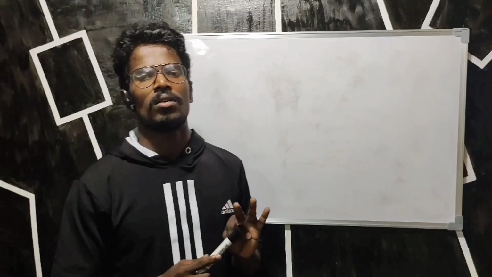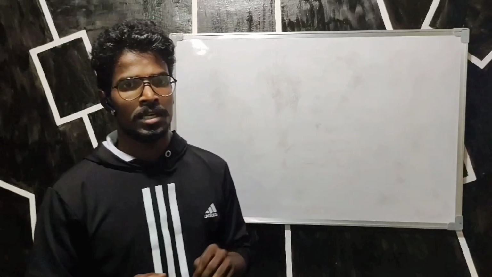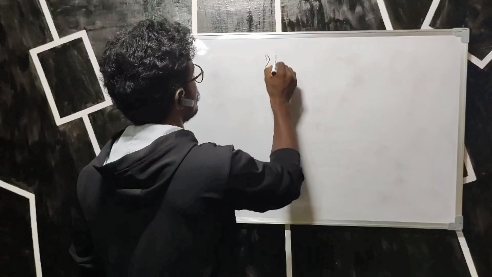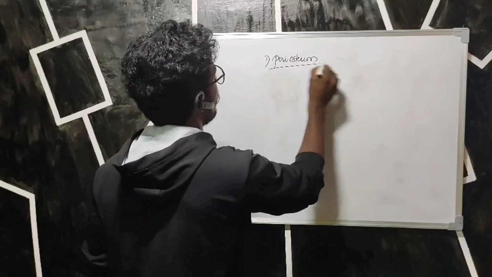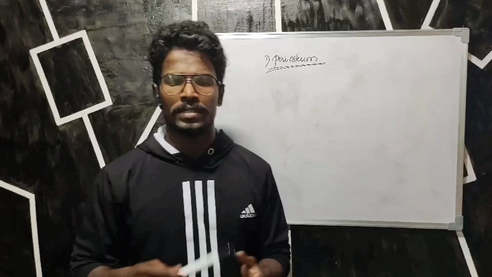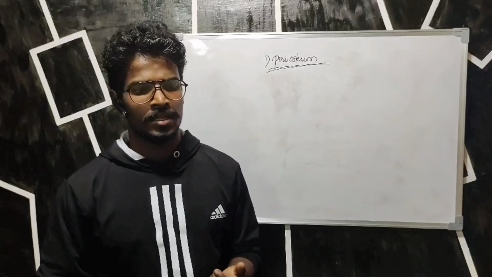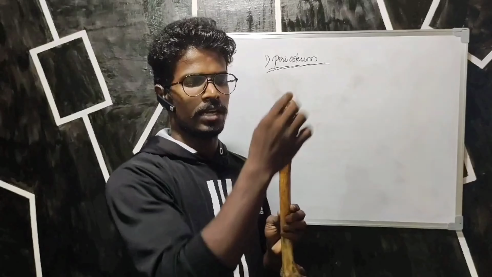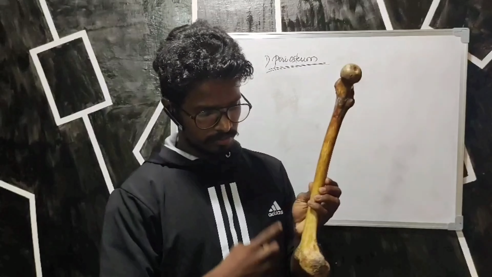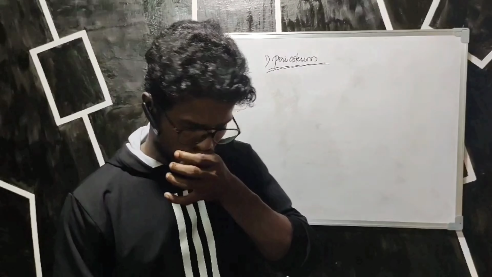So let's discuss more about the bone structure. Bone has three layers: periosteum, intracortical area, and endosteum. Coming to periosteum. Periosteum is the outermost layer of the bone, which has a tough fibrous membrane. Periosteum covers the entire bone except the area that forms a joint. So periosteum doesn't cover joint areas or joint surfaces.